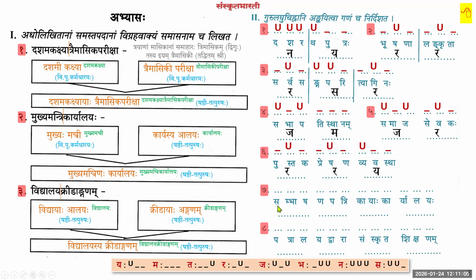Laghu, Guru. Just read it off once and then take it up. Sambhashana Patrikayaha Karyalayaha. So Sa is Guru, Dha is Guru, Sha is Laghu. Well done. Na is Laghu, Pa is Guru, Tri is Laghu. Ka is Guru, Yaha is Guru, Ka is Guru. Well done. Riya is Guru, Laghu, Guru. Laghu, Guru, well done. Okay, so this will be Tagana.